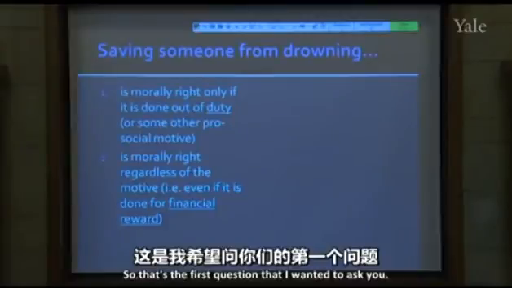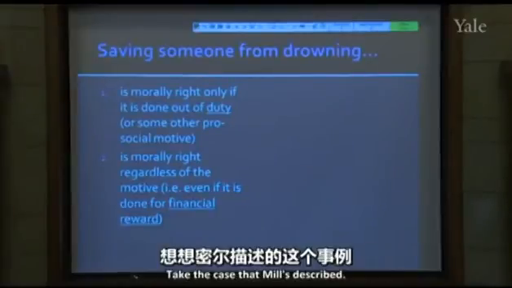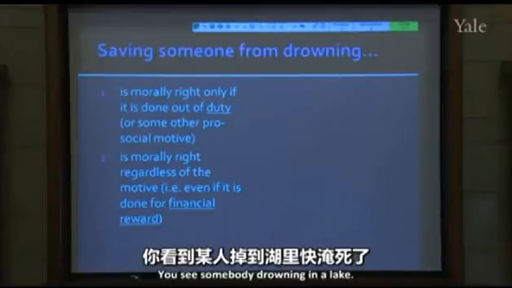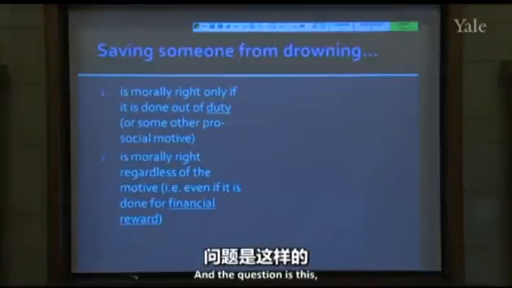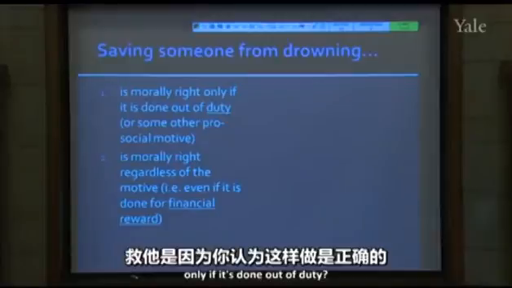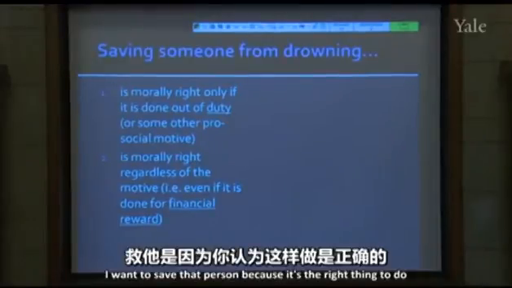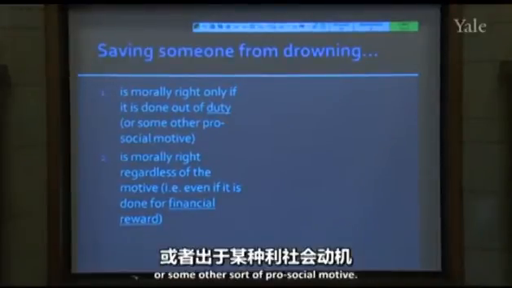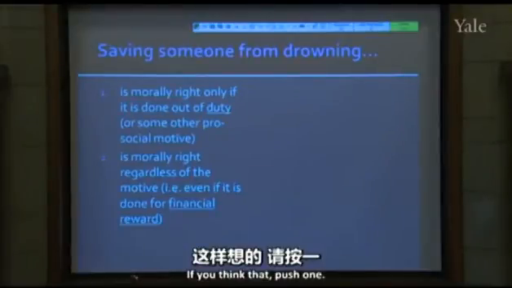So that's the first question that I want to ask you. Take the case that Mill's described. You see somebody drowning in a lake, and the question is this: is your act of saving that person morally right, morally virtuous, moral, only if it's done out of duty? I want to save that person because it's the right thing to do, or some other sort of pro-social motive. If you think that, push 1.